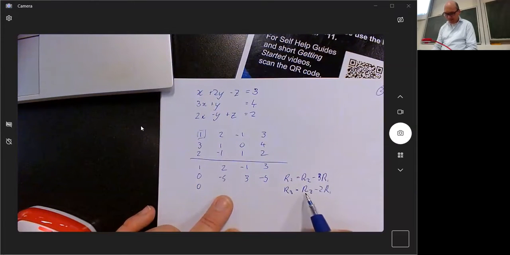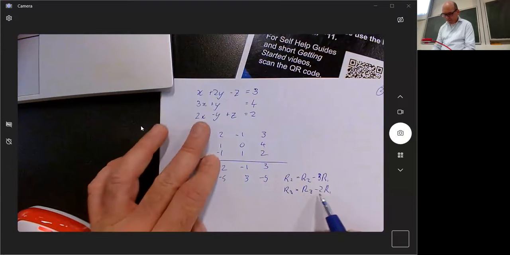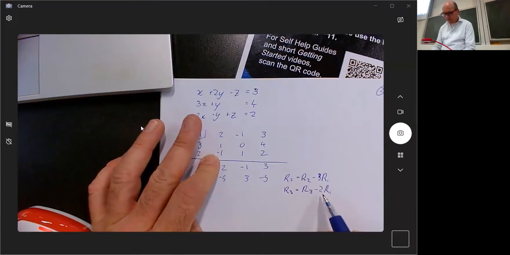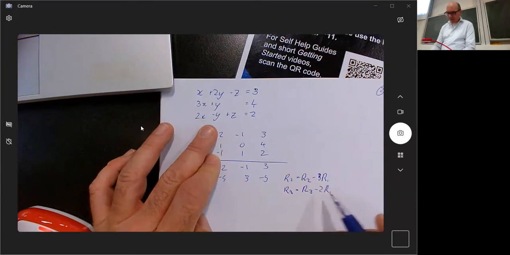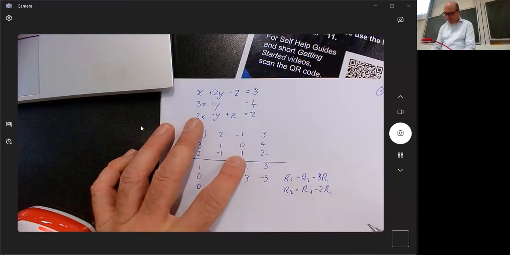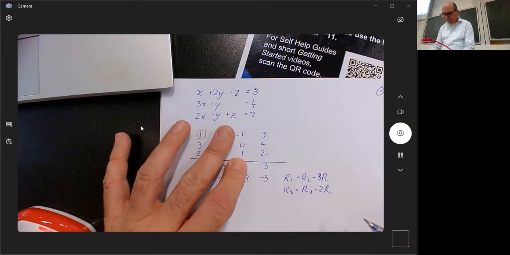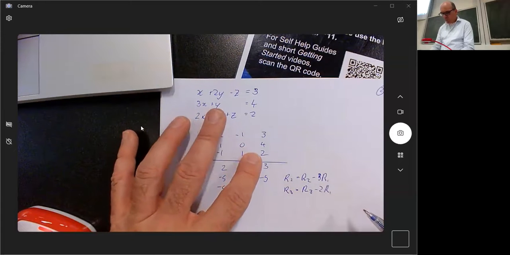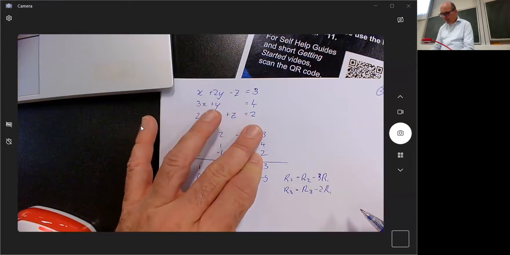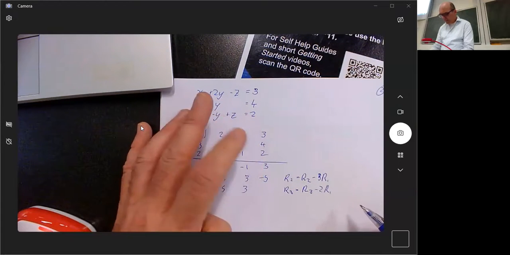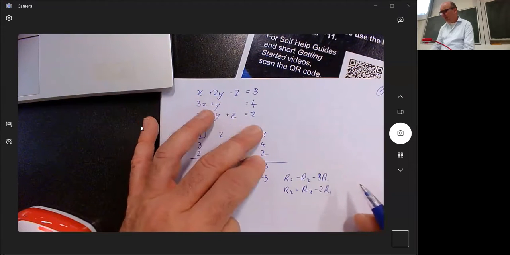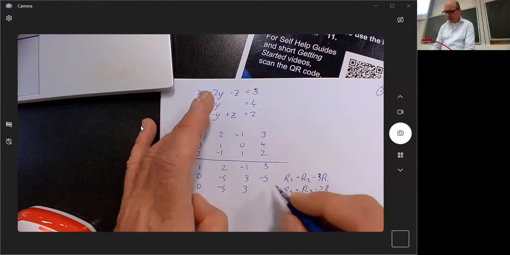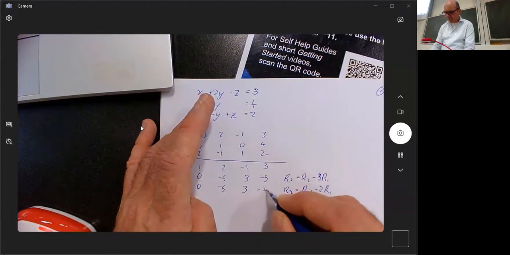Then I've got, for this one, minus 1 take 4 is going to get me minus 5. 1 plus 2 is going to get me a 3. 2 take 6 is going to get me minus 4.